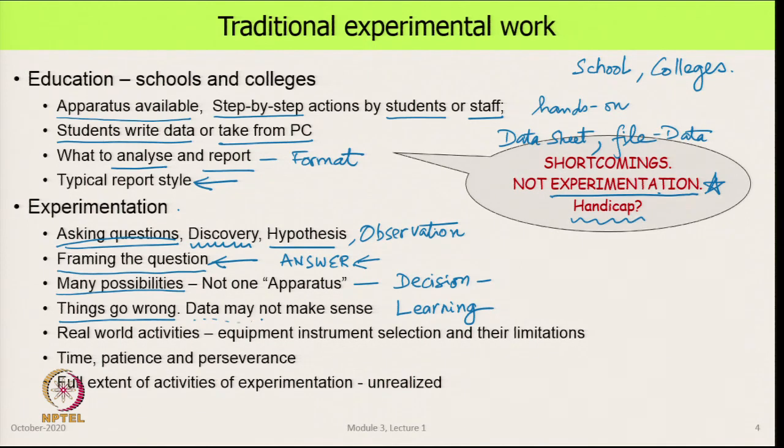Sometimes the data that we get from the experiment may not make sense. Common sense, you just look at it and say, no, this is not the way it should be, it's something else. This process in the school did not give us the option of deciding what to use to make a measurement. So, what was missing is some real world activities like equipment selection, instrument selection, and which one of these to get, which will decide the limitation of the instrument, which will decide the limitation of the experiment itself. So, again here there is a decision to be made, and buying equipment and instruments also has a cost implication.